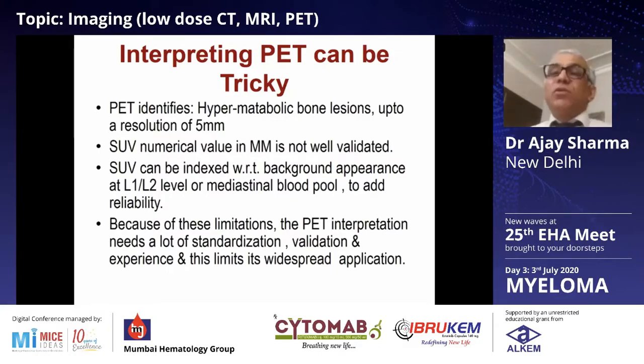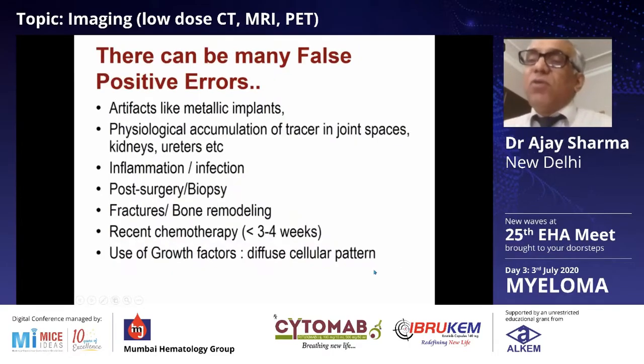Even for lymphoma, now we don't just rely on the SUV values. These can be indexed with respect to the background appearance of the spine at the L1 and L2 level, or mediastinal blood pool, to add reliability. Because of these limitations, PET interpretation needs a lot of standardization, validation, and experience, and this limits its widespread application as of now. Even though it is easy to do, it needs to be interpreted with great care, and good expertise is required.